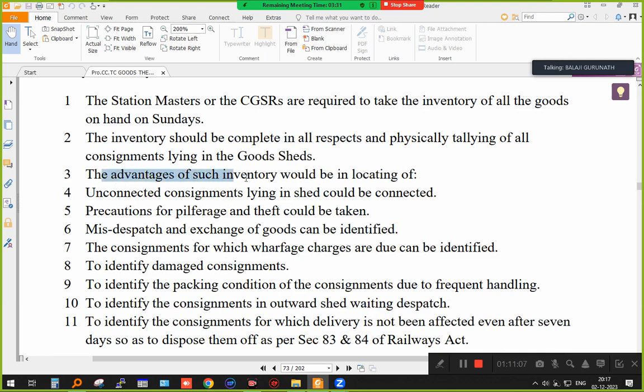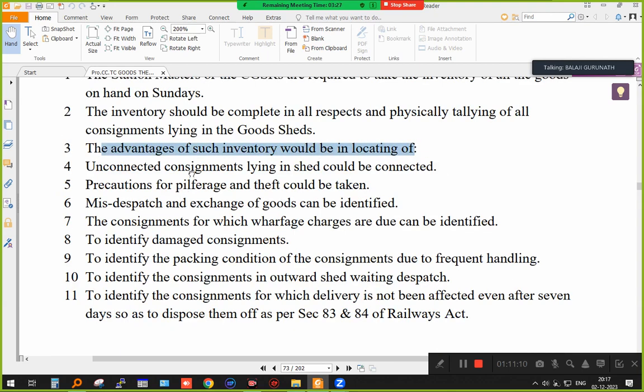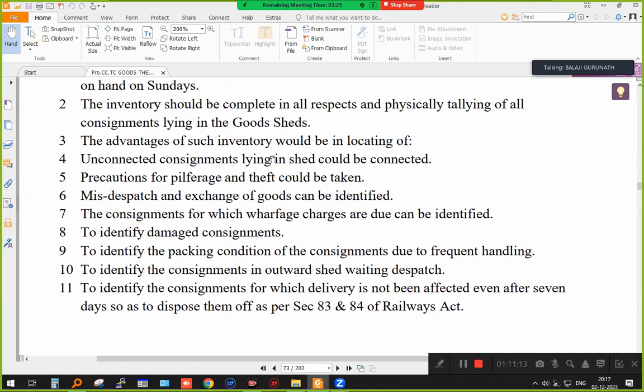The advantages of such inventory: unconnected consignments lying in the shed could be connected. Like I told, precaution for leakage and theft should be taken. Suppose one package is there in the delivery book as delivered, but it is not available here. Or you are counting only 10 packages, whereas the unloading book says 15 packages. Then you know immediately that between the time of arrival of the consignment and this Sunday, packages disappeared. That means theft has taken place.